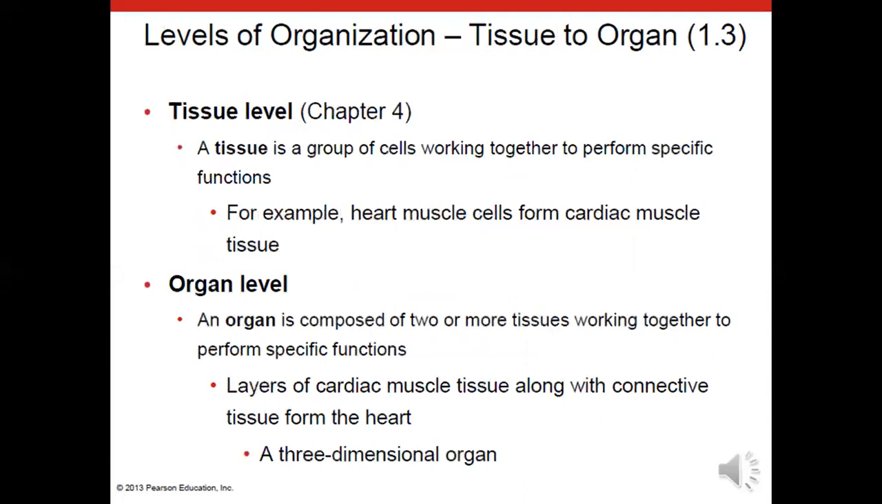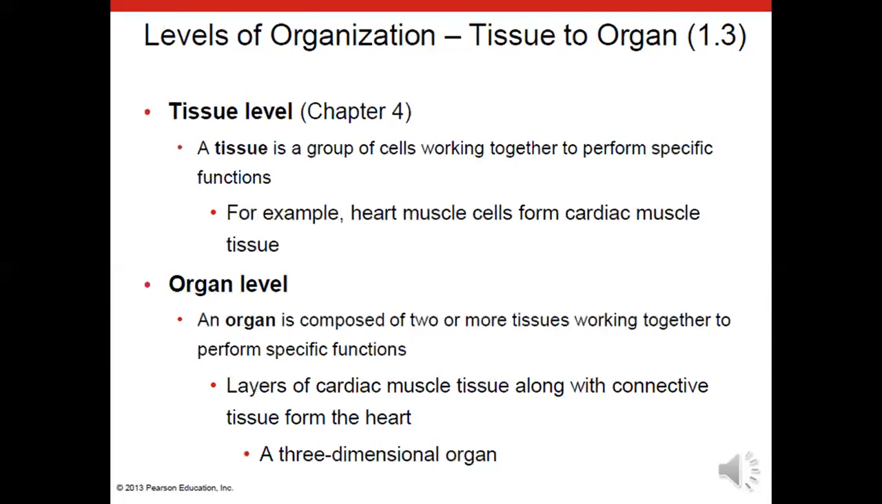And those heart muscle cells collectively form cardiac muscle tissue. That muscle tissue is what contracts and relaxes. Each cell contracts and relaxes in that tissue to perform the job of the heart, pumping blood. Tissues, and there's several different types. We'll talk about the 4 different types of tissues in the coming chapters.